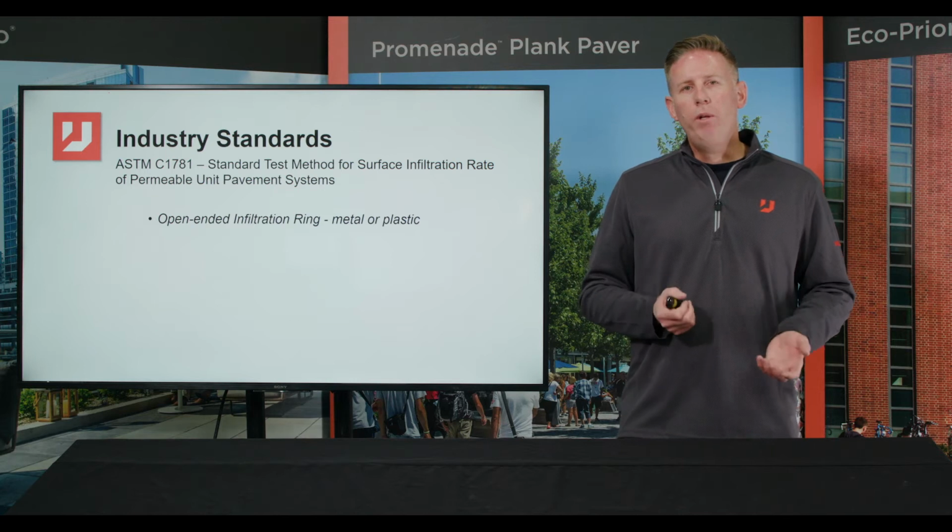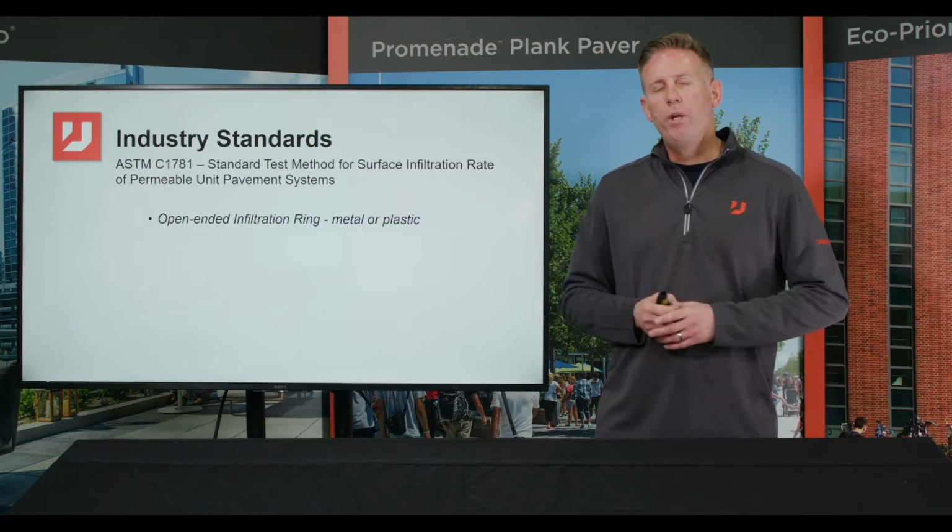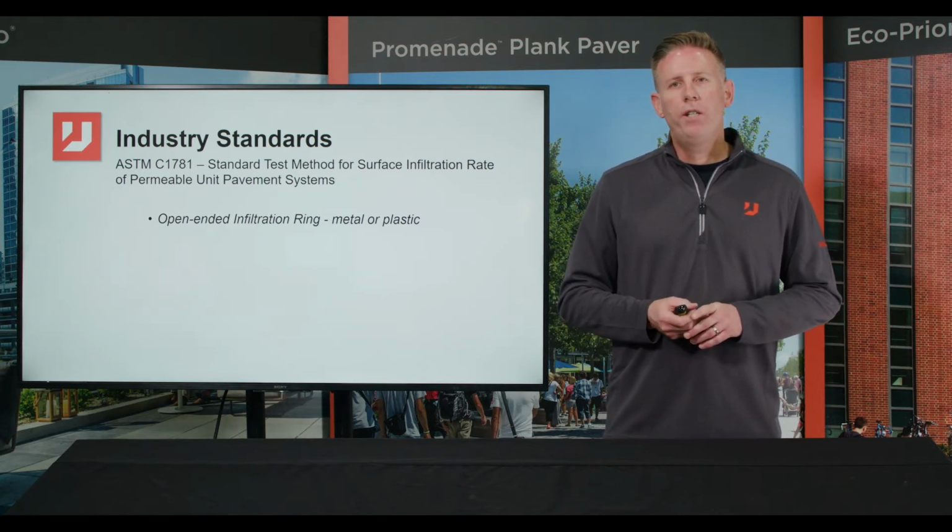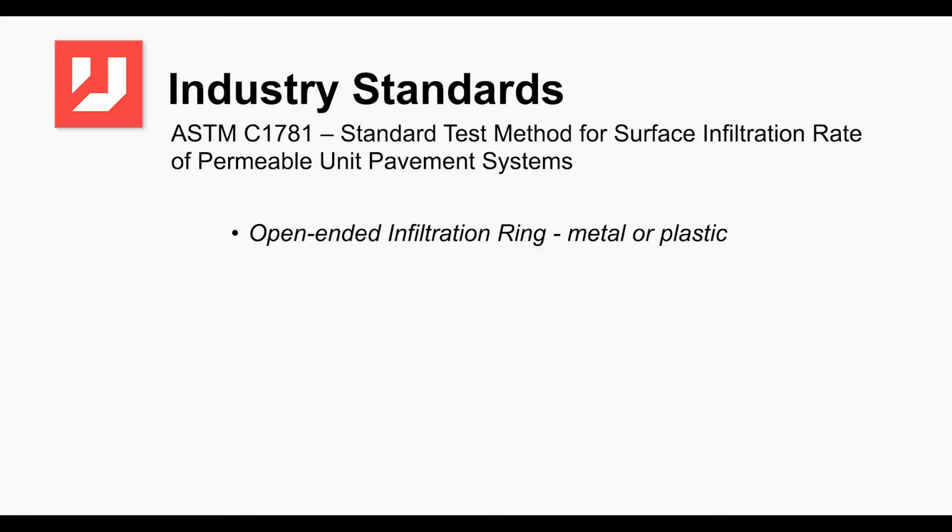Now there's some equipment that you're going to need, and we'll talk about that when we get out to the field to do the testing. We're going to need an open-ended infiltration ring. This could be metal or plastic, so you could make one of these yourself with a 5-gallon bucket. The diameter needs to be about 12 inches and only needs to be about 2 inches tall. And then you're going to put a mark on it at the 10 and 15 millimeter line, so you have a spot to gauge where to pour the water when you're doing the test.